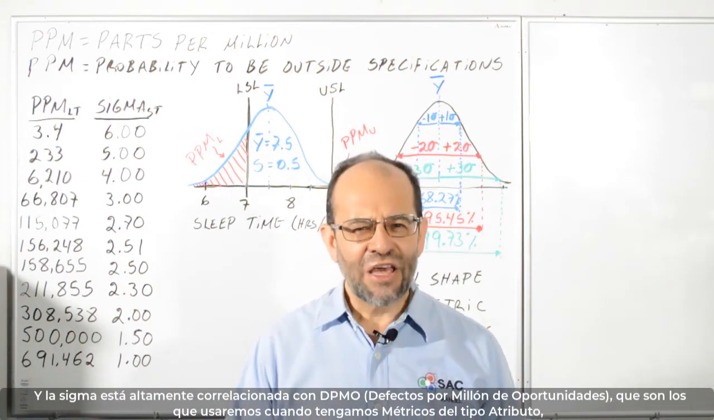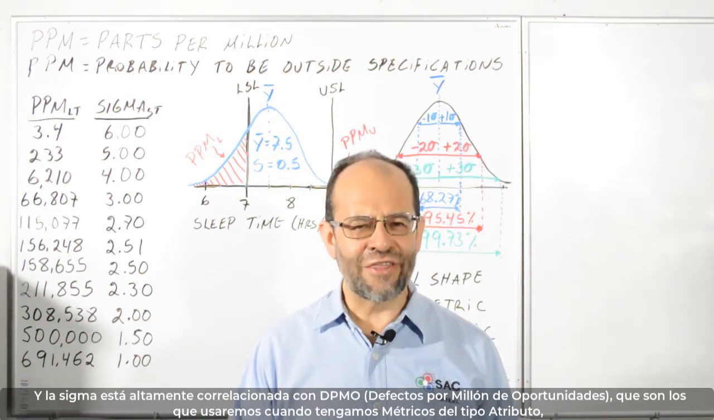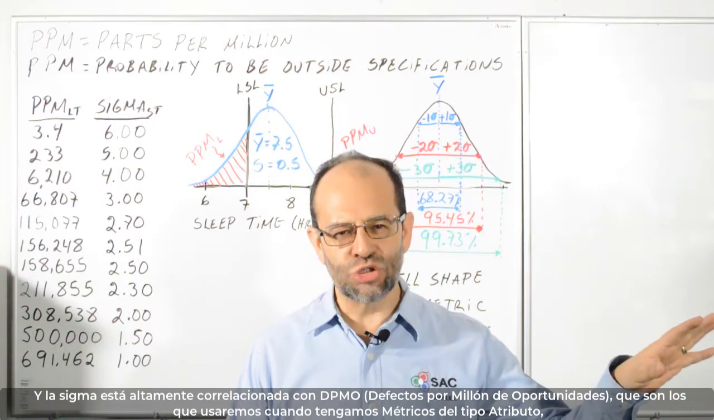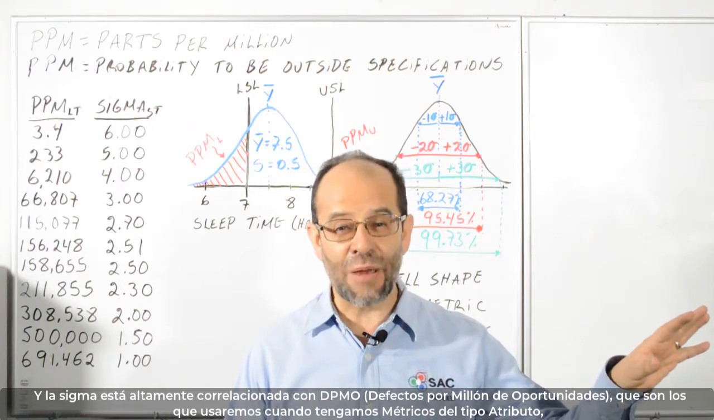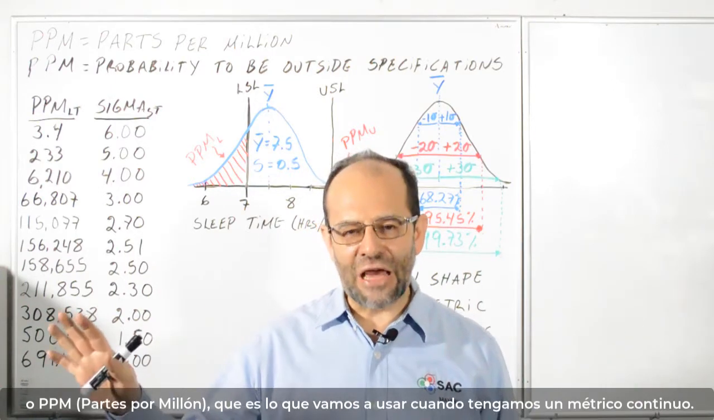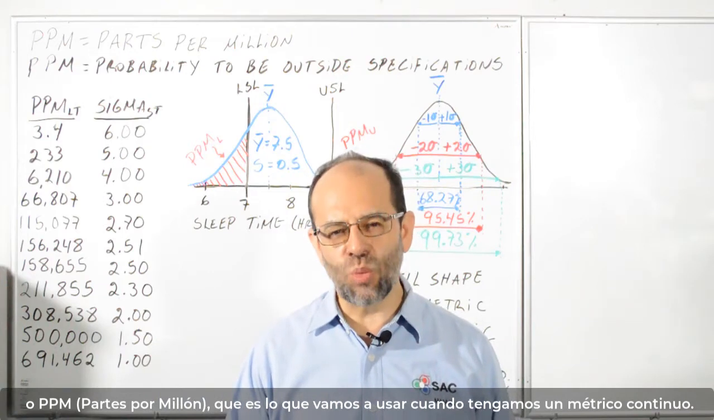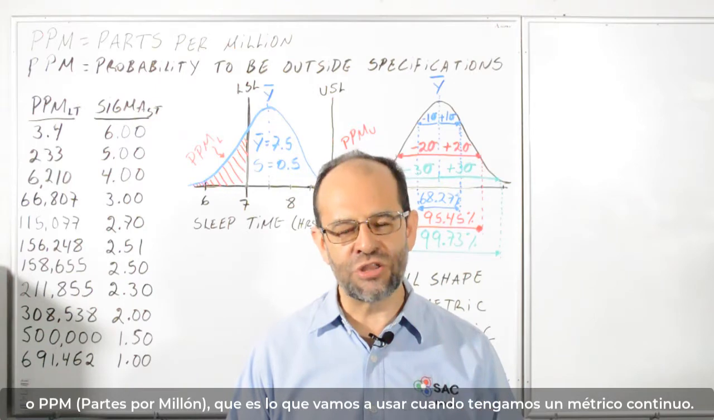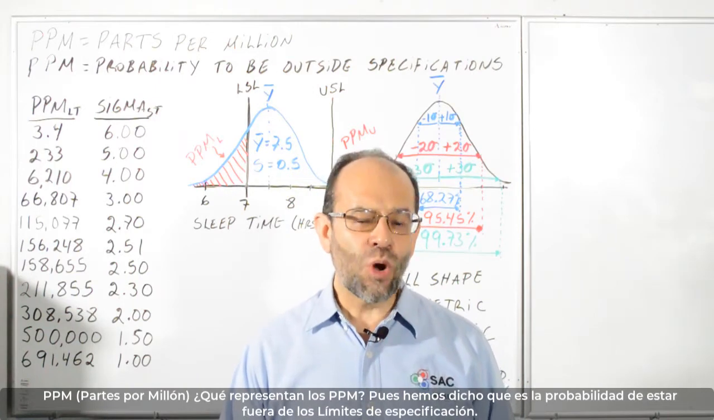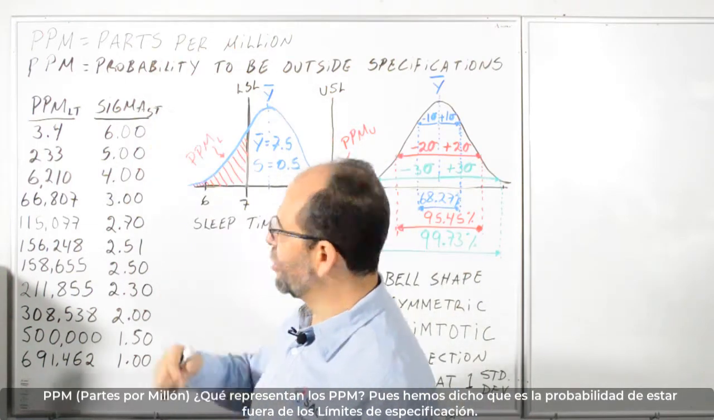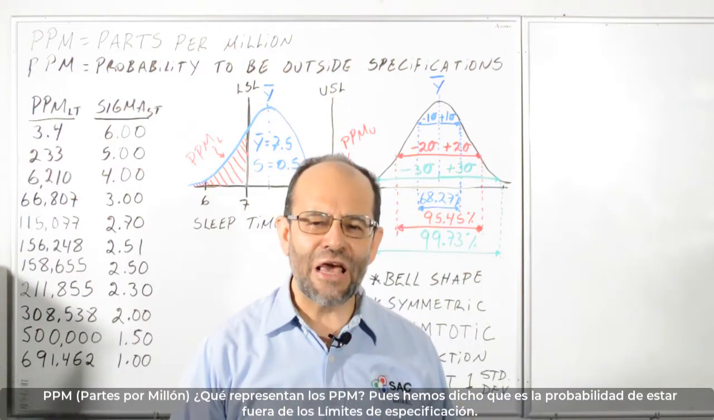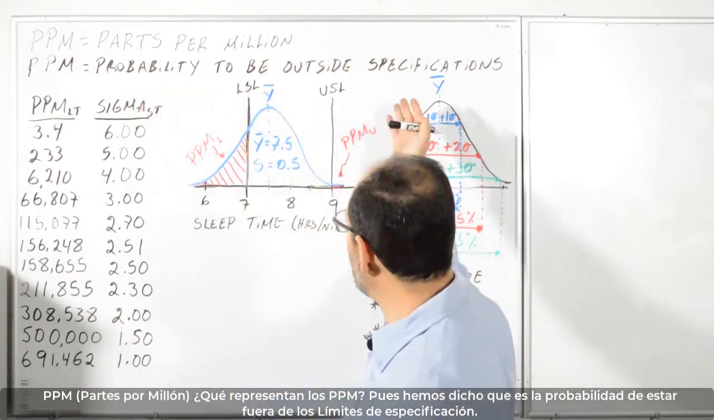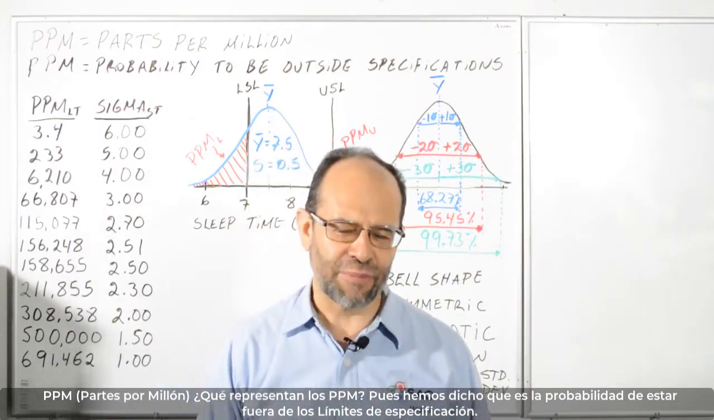And the sigma is highly correlated with DPMO, defects per million of opportunities, and we are going to use that one when we are having attribute type of metric, or PPMs, parts per million, which is the one that we are going to use when we are having a continuous metric. Well, PPM, parts per million. What do the PPMs represent? What we have said is that is the probability to be outside the specification limits.